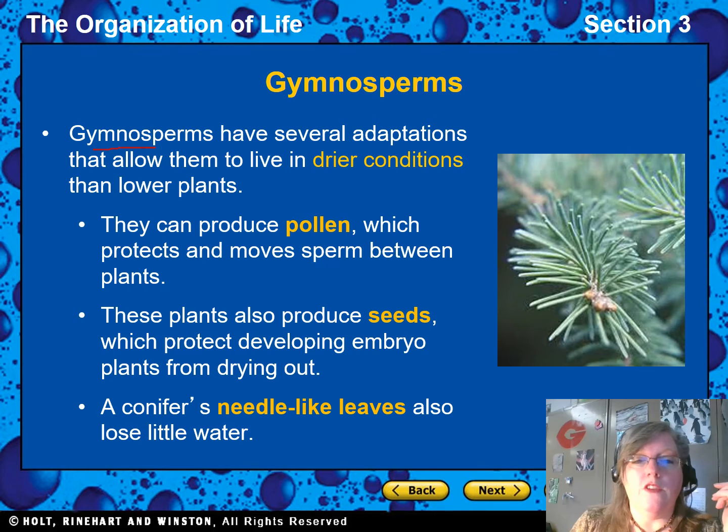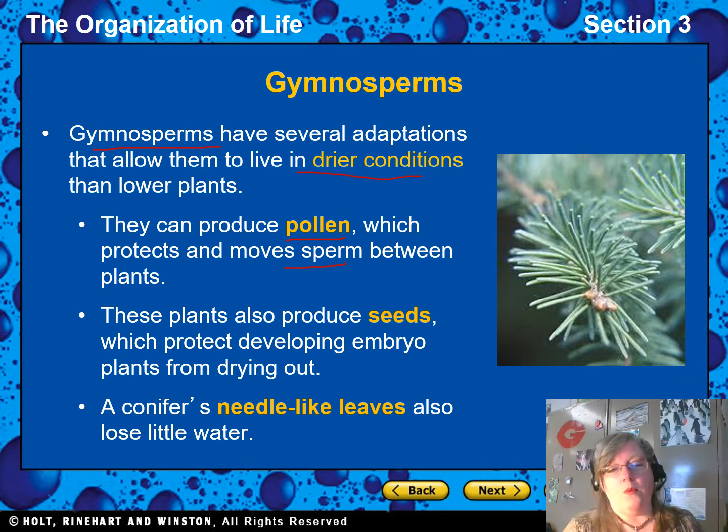All right, so the gymnosperms have several adaptations that let them live in drier conditions. They produce pollen, which is actually the male part. That's the sperm. When the pollen comes around in springtime, that's actually sperm from plants. Sorry, that's exactly what it is. The pollen can blow through, and once it lands on the cones, you can produce the seeds, which will develop the embryo plants.